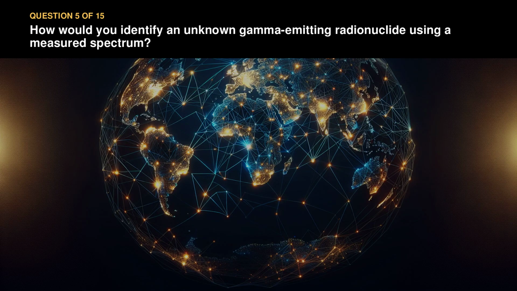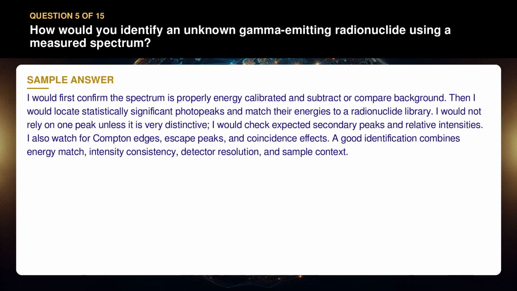Question 5. How would you identify an unknown gamma-emitting radionuclide using a measured spectrum? I would first confirm the spectrum is properly energy calibrated and subtract or compare background. Then I would locate statistically significant photopeaks and match their energies to a radionuclide library.